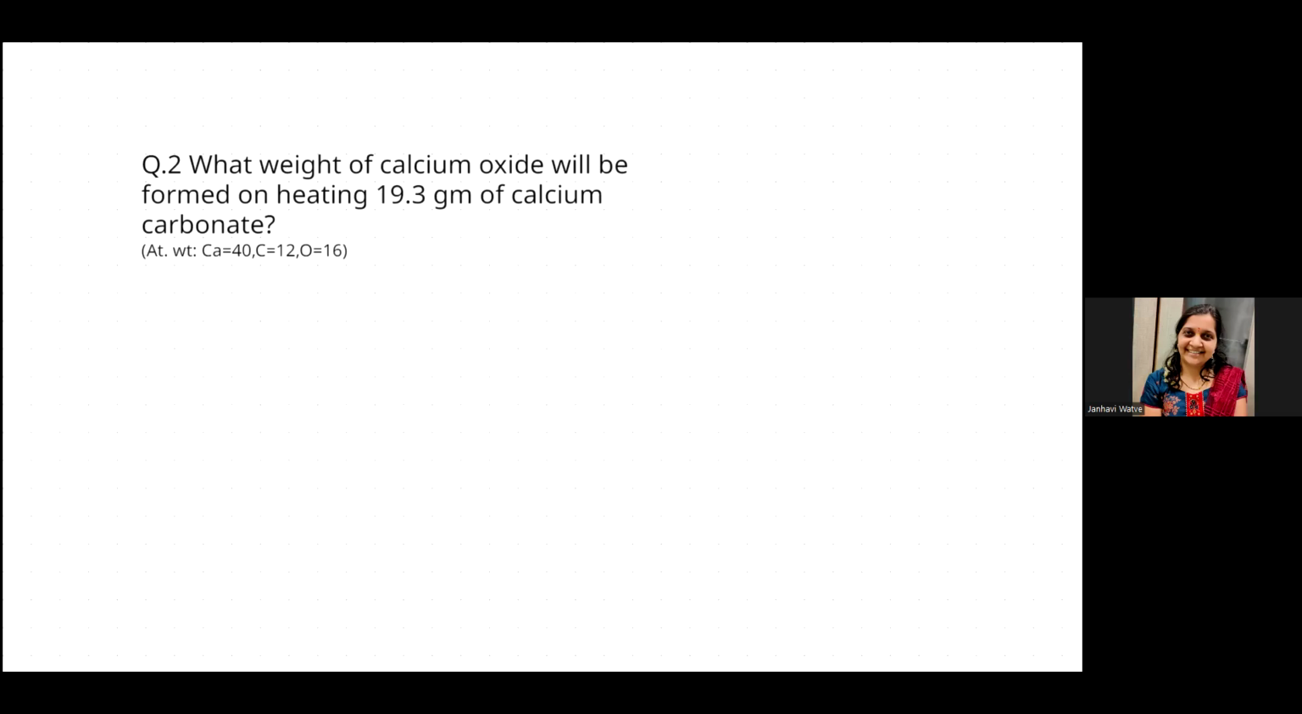We just have to write the chemical reaction first, in which calcium carbonate is going to decompose. Here the words used are, what weight of calcium oxide will be formed, which means calcium oxide is the product. So you can go another way as well. By heating calcium carbonate, how much? 19.3 gram of calcium carbonate. So calcium carbonate is the reactant, heating, and calcium oxide is the product. And again, CO2 will be the byproduct because it is the same reaction. No need to explain it again.